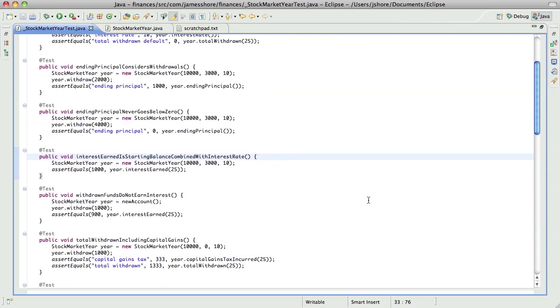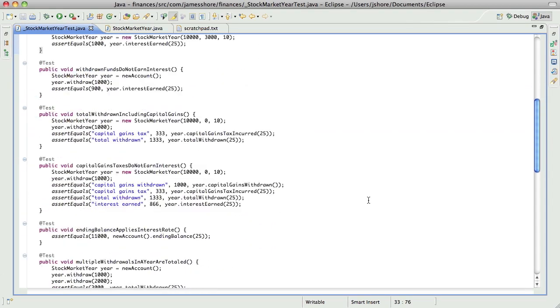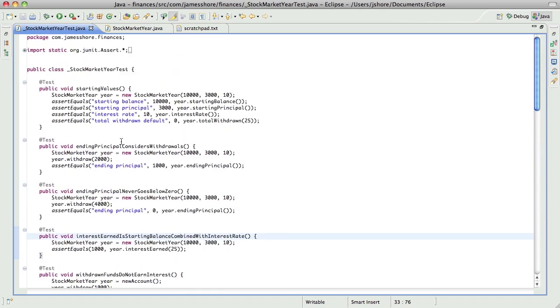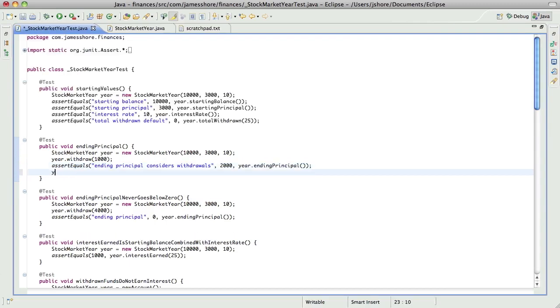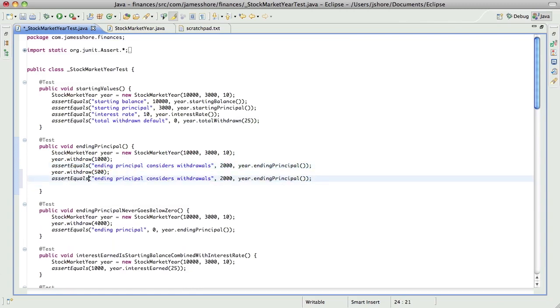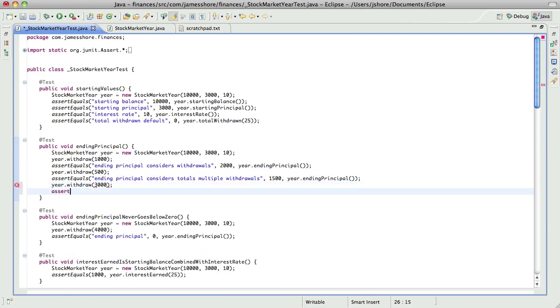Again, I like to tell a story. So what's the story I want to tell? How can I make this straightforward? Let's just talk about ending principal. If we withdraw 1,000, we say principal considers withdrawals. Ending principal should be 2,000 after withdrawing 1,000. We can withdraw another 500 and assert that ending principal totals multiple withdrawals. And we can withdraw 3,000 and assert that ending principal never goes below 0.